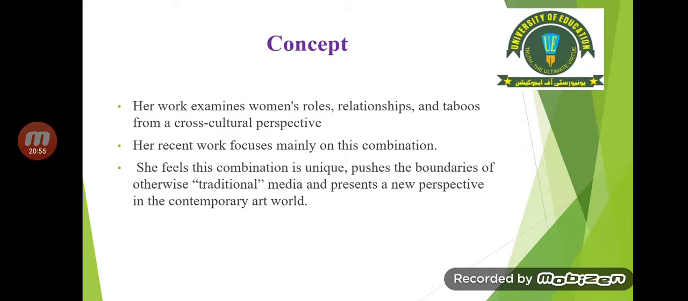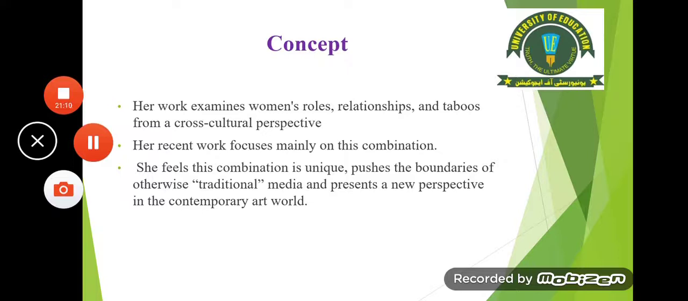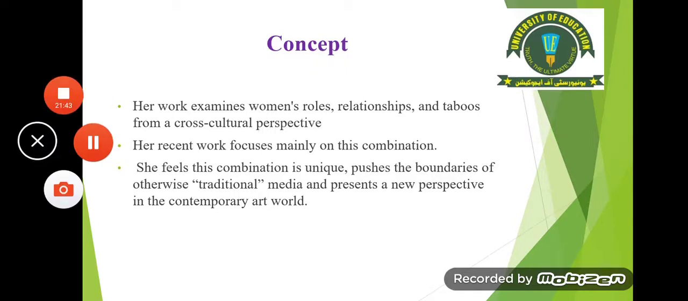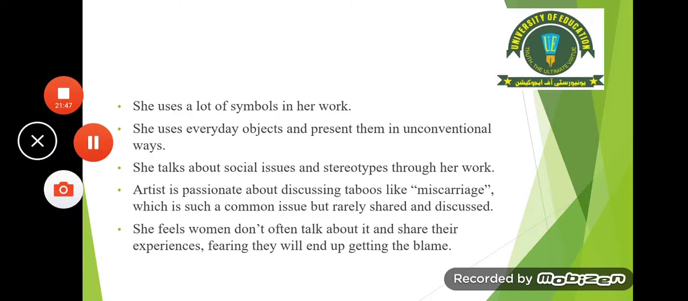If we talk about the concept of her artworks, her work examines women's role, relationships, and taboos from a cross-cultural perspective. Her recent work focuses mainly on this combination. She feels this combination is unique, pushes the boundaries of otherwise traditional. According to her, it is very interesting to use both these mediums side by side, because in the conventional practice done by the painters, miniature artists, they used to paint on vessels and they have not explored any other mediums. But she has taken a very bold step towards the exploration of different mediums while using miniature painting.